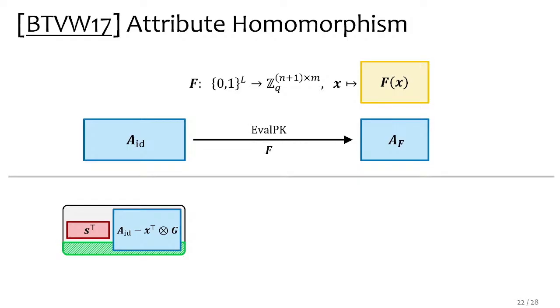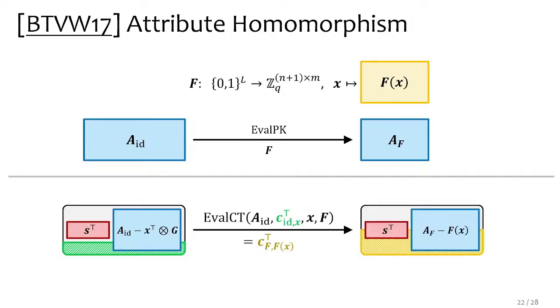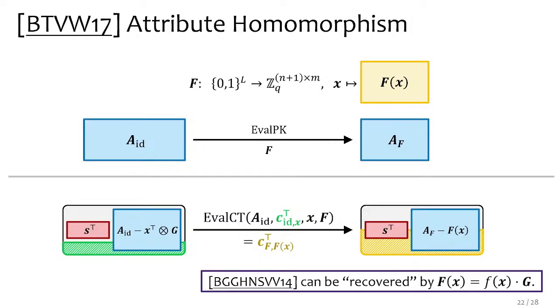And for the encoding, you can also do the homomorphic evaluation. What you get is, instead of minus f(x) times G, you just get minus f(x). And note that this computation is actually compatible because f(x) and A_f have the same shape. And also, the BGG evaluation can be recovered by setting f(x) equals little f(x) times G. It's going to be the same thing.